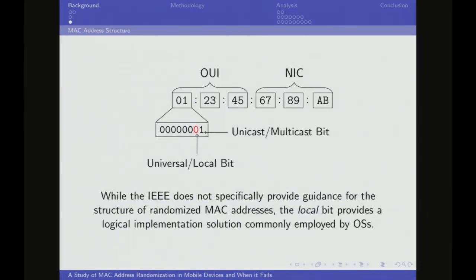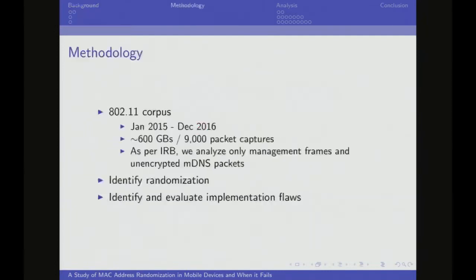Just some background on the structure of a MAC address. In the first byte, the second least significant bit is this local bit, universal bit. If that bit is flipped, it's used for locally assigned purposes. So our intuition here was that our randomized MAC addresses would have this bit flipped, and that was our original premise and where we started looking at randomization.